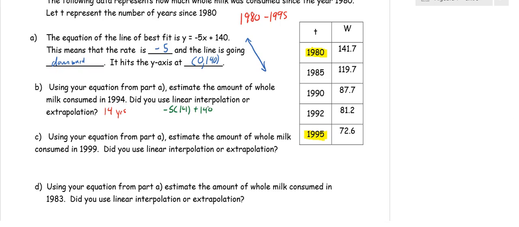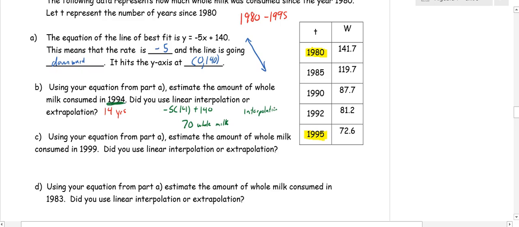So all I have to do is evaluate that. Negative 5 times 14 plus 140 gets us 70 whole milk. Now, is it interpolation or extrapolation? Well, in this case, 1994 is between our range of 1980 and 1995, so this is interpolation.